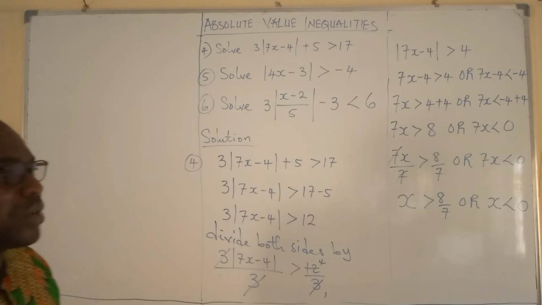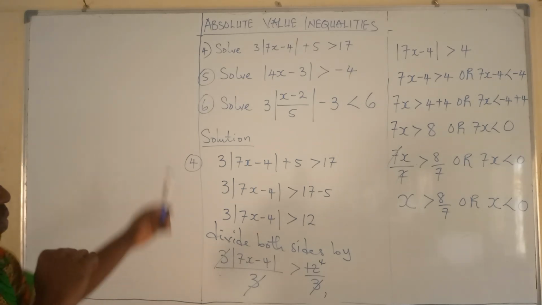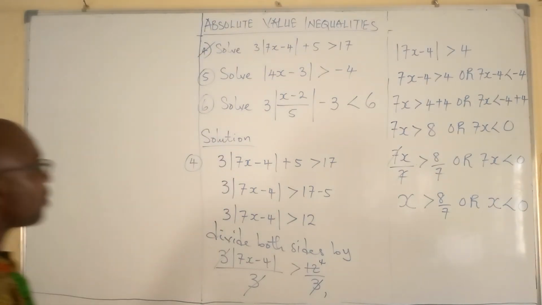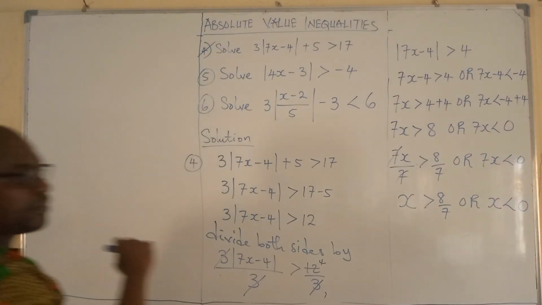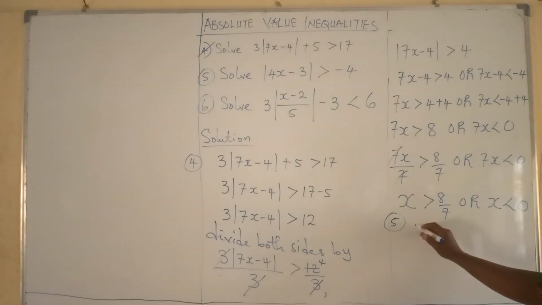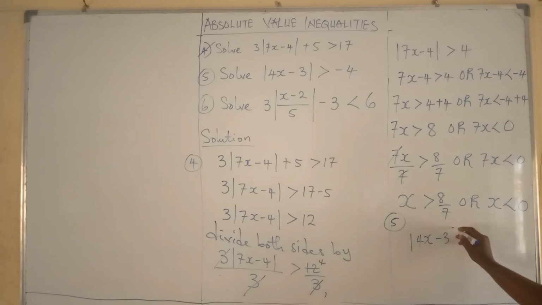Quickly, we are going to look at question number 4. Oh, sorry, quickly, let's look at question number 5. We are through with this one. Let's look at question number 5. In question number 5, we have the absolute value of 4x minus 3 is greater than minus 4.